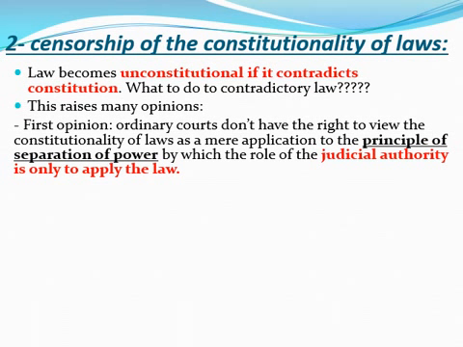So the first opinion about what we can do with an unconstitutional law states that ordinary courts don't have the right to review the constitutionality of law, based on the principle of separation of powers, and the judicial authority may only apply the law regardless of its opinion. The one who enacts and annuls laws is only the parliament. There is separation of powers.